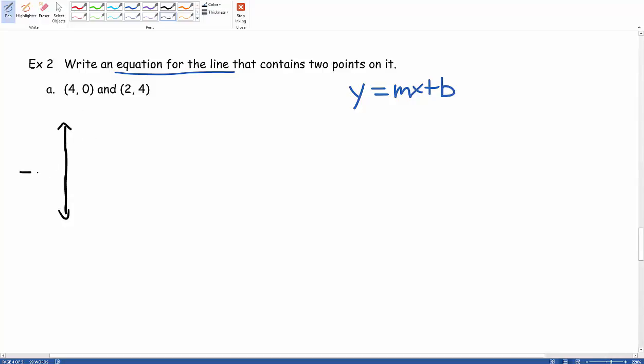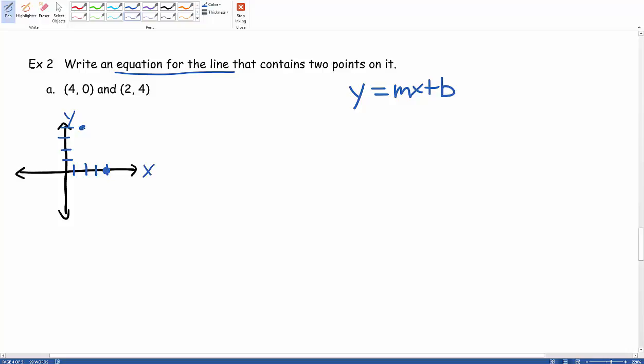So we have the point 4, 0. So 1, 2, 3, 4, 0. And then 2, 4. So 2, 4 is right there. Right now, all we've done again is just graph these 2 points on our xy coordinate plane.